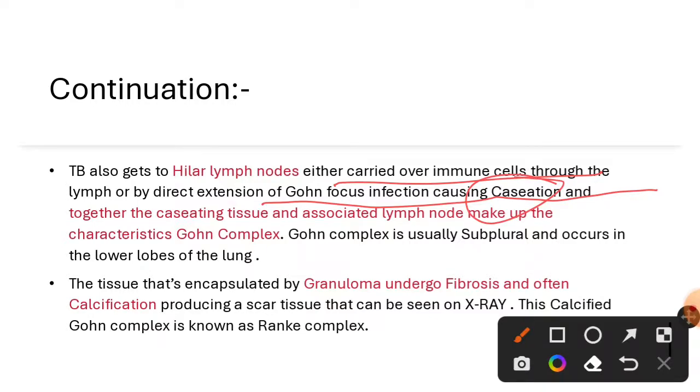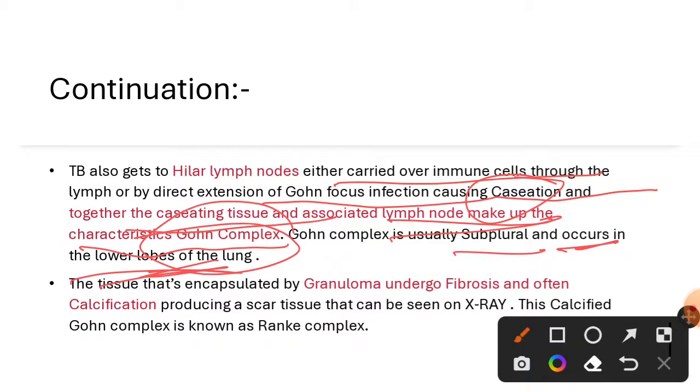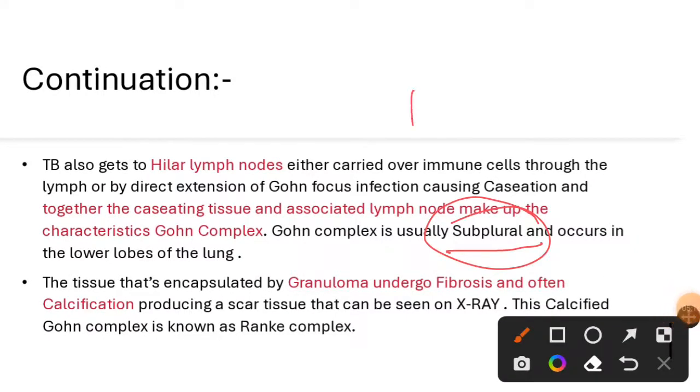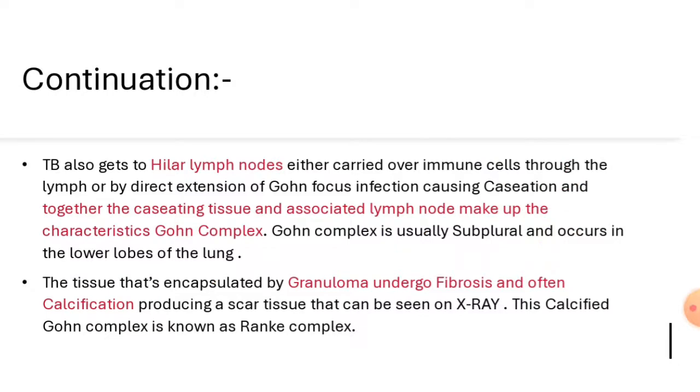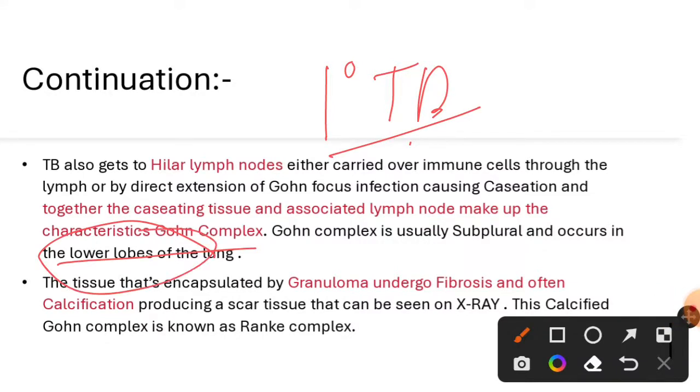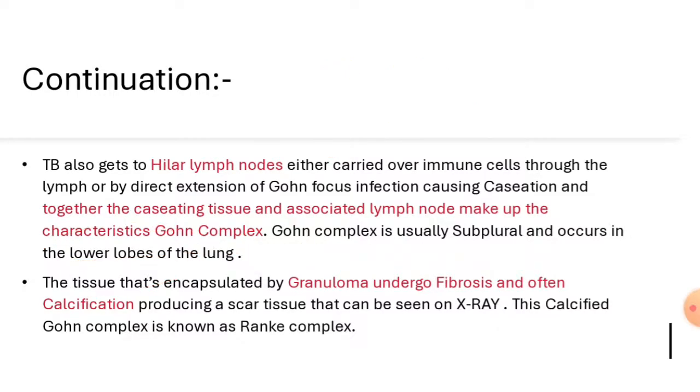Together, the caseating tissue and associated lymph node make up the characteristic Ghon complex. The Ghon complex is usually subpleural and occurs in the lower lobes of the lungs. This is very important for MCQ purposes: is the Ghon complex pleural or subpleural? Your answer should be subpleural, and it occurs in the lower lobes of the lungs. Remember that whenever we talk about primary TB infection, everything will occur in the lower lobes of the lung. There is no doubt about this. But when we talk about reactivated TB, it will be in the upper lobe.